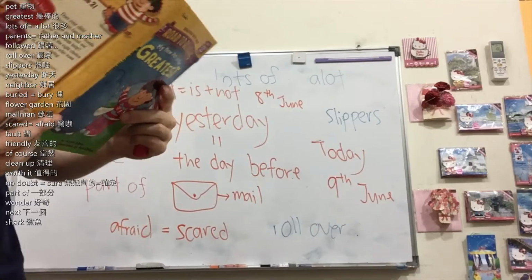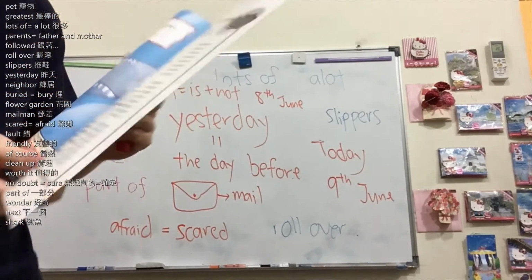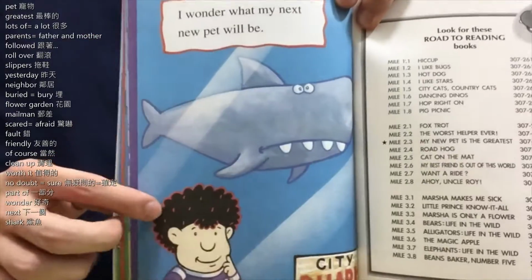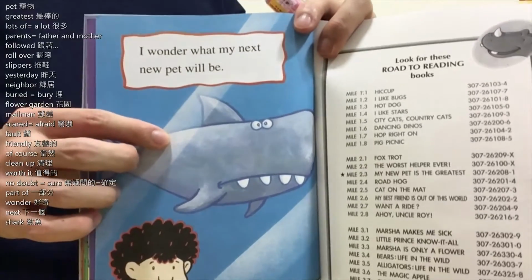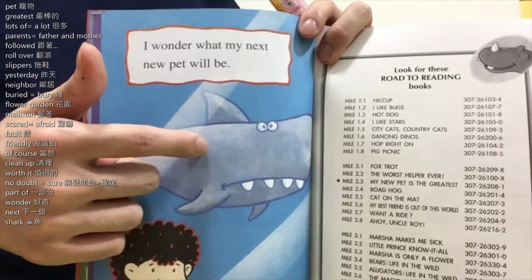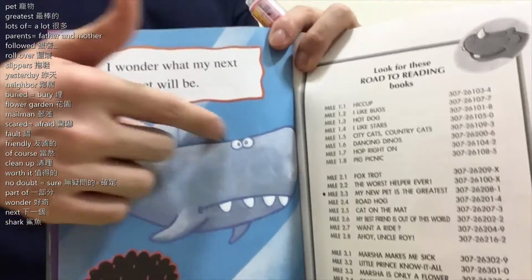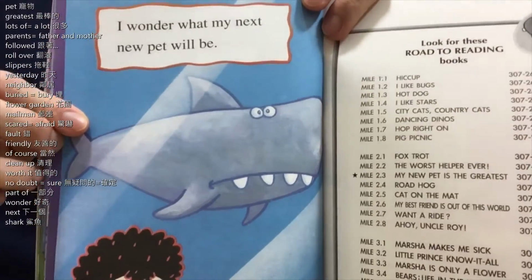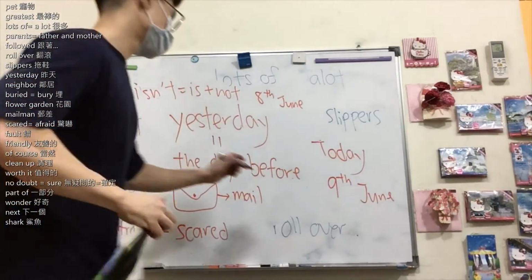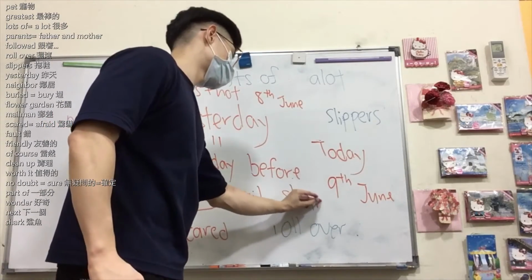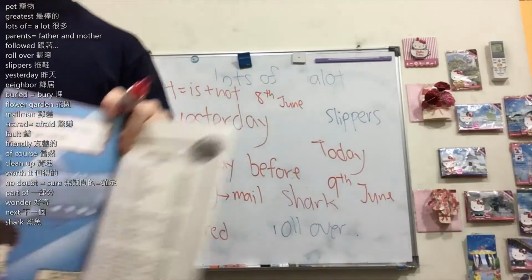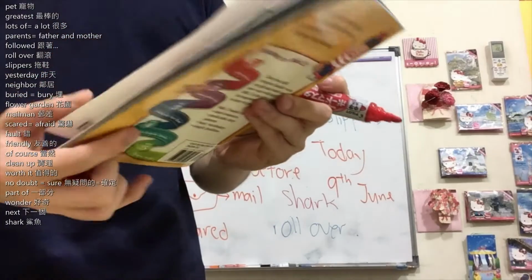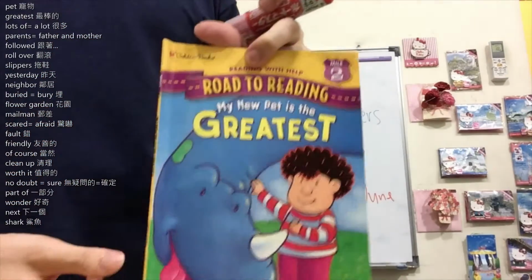I wonder what my next new pet will be. So Sam is thinking what his next new pet will be. And this is a... Anyone can tell me what is the name of the animal here? This is a shark, right? S-H-A-R-K, shark. Alright, that will wrap up the end of the book, My New Pet is the Greatest.